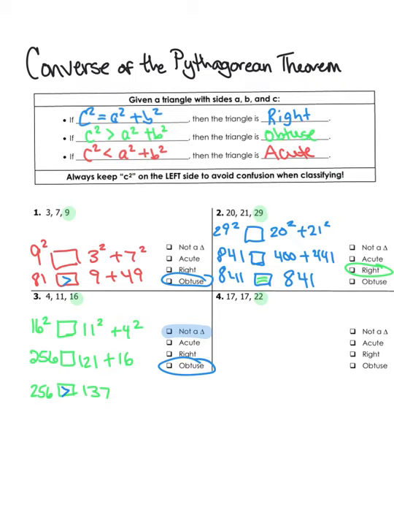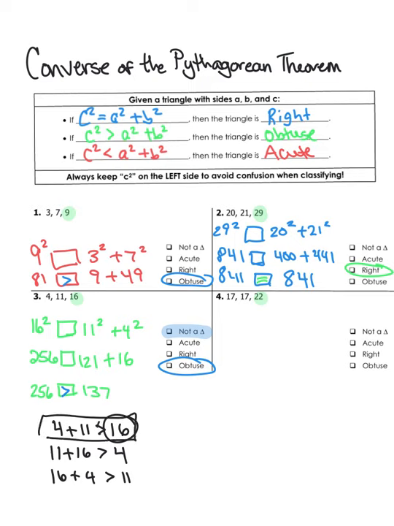If a triangle is a triangle, that means the sum of any two sides has to be greater than the third side, meaning that 4 plus 11 has to be greater than 16. 11 plus 16 has to be greater than 4. 16 plus 4 has to be greater than 11. Because we're looking at a right triangle, we're really just having to test that one side because 16 should be the longest side. 4 plus 11 is not greater than 16, so this one is technically not a triangle.